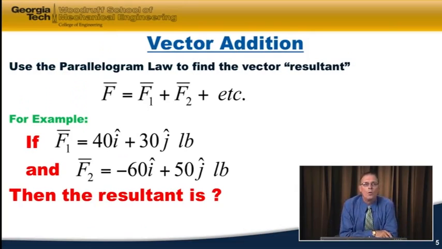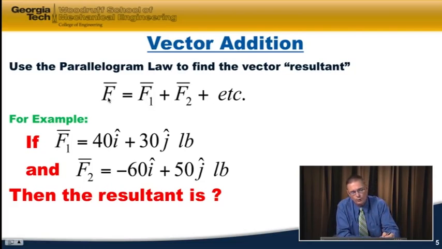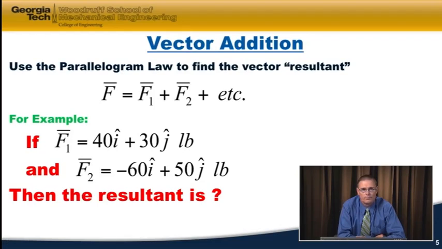Let's next go on and look at how we would add forces together. We use what's called the parallelogram law to find what's called the vector resultant, and so our resultant force is equal to F1, F2, however many forces we want to add together. And so I've got an example for us to do together. If we have an F1 force, which is 40i and 30j pounds, and an F2 force, which is minus 60i plus 50j pounds, I would like you to take a couple of minutes and write down what the resultant would be, and then we'll do it together.